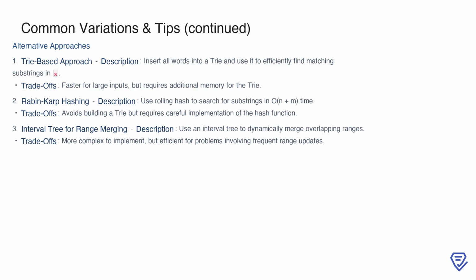Another option is Rabin-Karp hashing, which uses a rolling hash to search for substrings in O(n + m) time. This method avoids the need to build a trie, but it requires careful implementation to ensure the hash function works correctly and handles collisions effectively. A third alternative is using an interval tree for range merging. This structure enables dynamic merging of overlapping ranges, which can be useful in scenarios where ranges are updated frequently. However, implementing an interval tree is more complex and may not be necessary for simpler cases. By understanding these alternative methods, you can choose the one that best fits the problem's constraints and requirements.